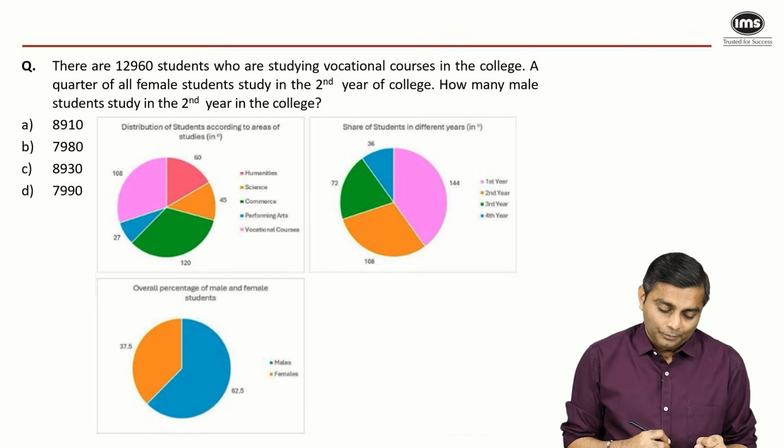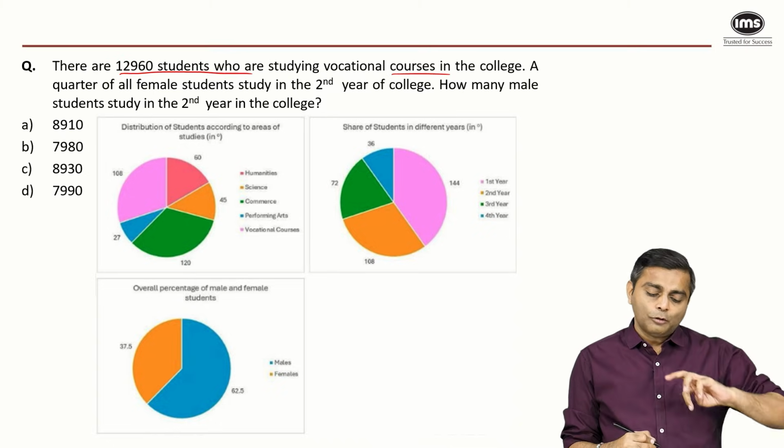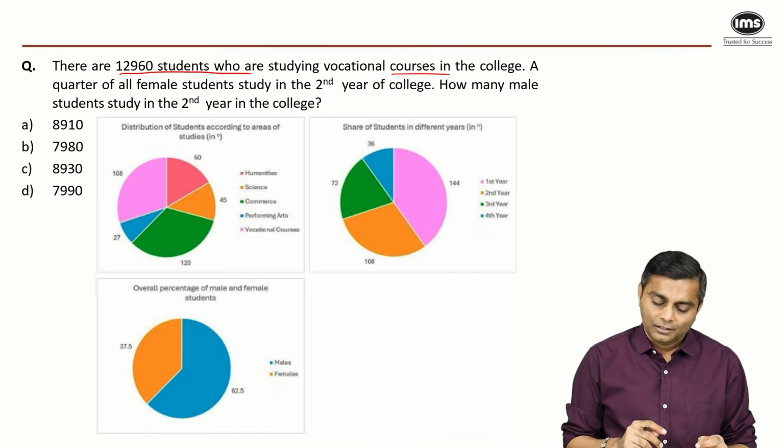Moving on to the next one now. There are 12,960 students who are studying in vocational courses. Quarter of all female students study in the second year. How many males study in the second year?